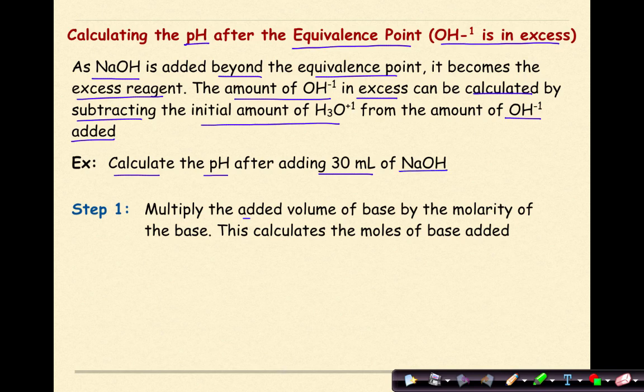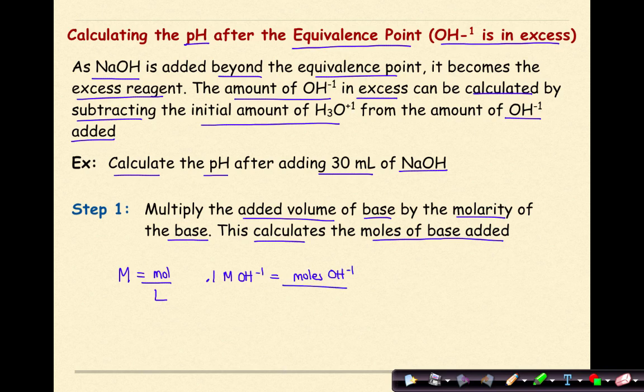Calculate the pH after adding 30 milliliters of sodium hydroxide. Step 1. Multiply the added volume of base by the molarity of the base. This calculates the moles of base added. And this is what we've been doing in step 1 all the way through. So we always start with the molarity formula. Molarity is equal to moles over liters. The molarity of my base is the same as it's been since the beginning. So 0.1 molar hydroxide. We are calculating moles of hydroxide. But now my volume is 30 milliliters. So we need to change that into liters. So that's going to be 0.03 liters. If we cross multiply here, we're going to get 0.003 moles of hydroxide ions in solution.